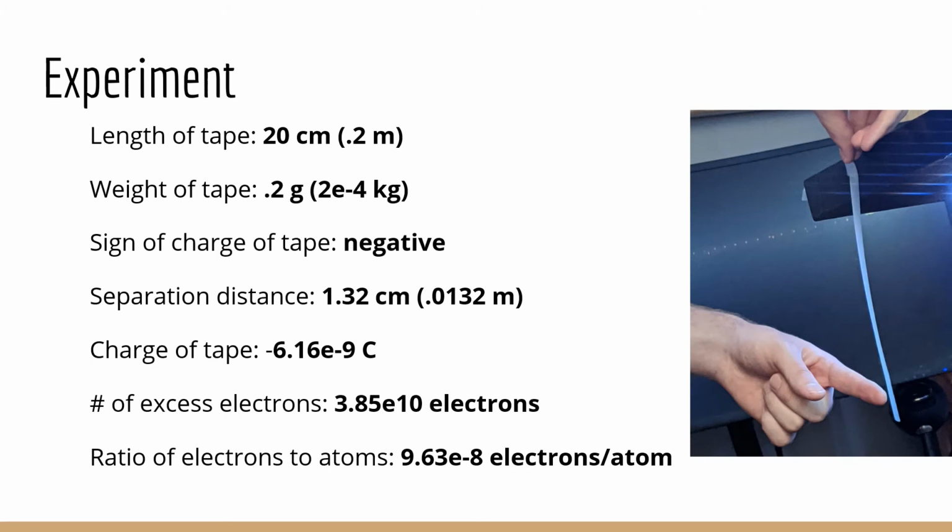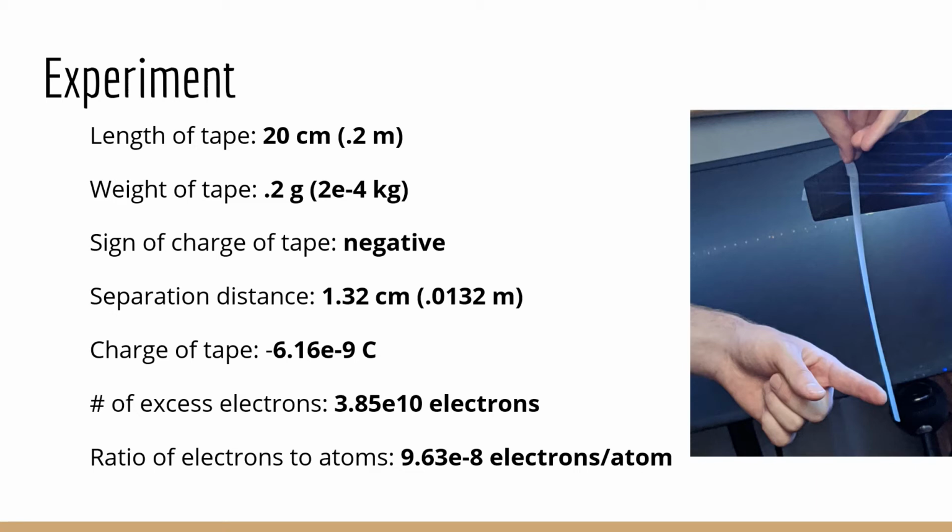I measured the length of the tape to be 20 centimeters, or 0.2 meters. The weight of the tape, given that 1 meter of tape is approximately 1 gram, was 0.2 grams. The sign of the charge of the tape was negative because I charged a plastic pen and placed it near the tape and the two were repelled. The separation distance, when trying to float one tape above the other, was approximately 1.32 centimeters.